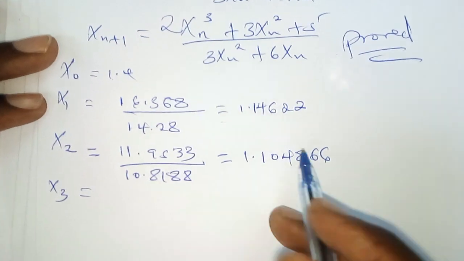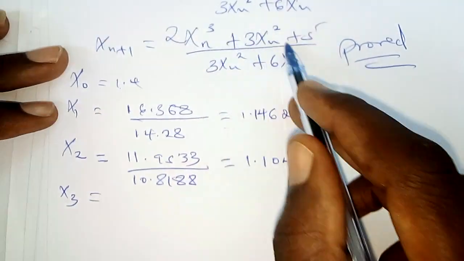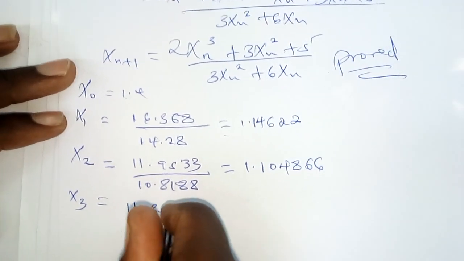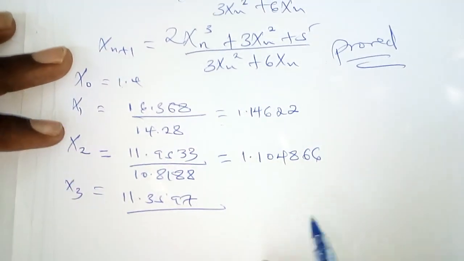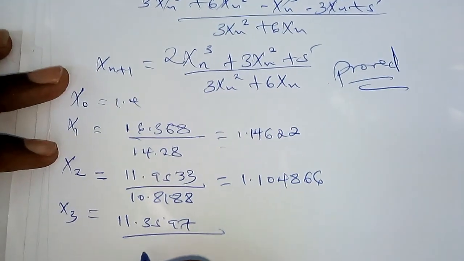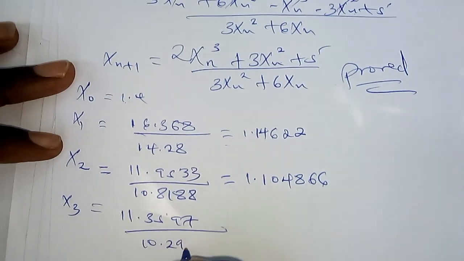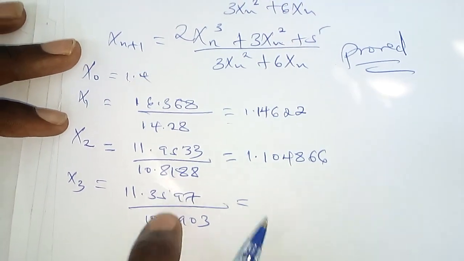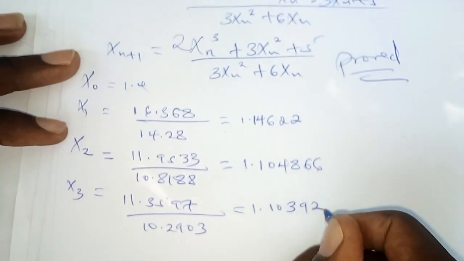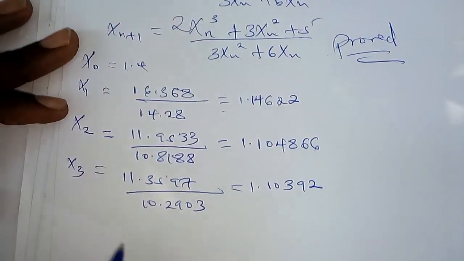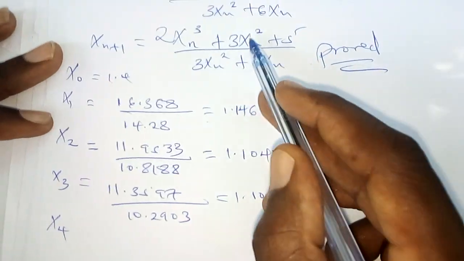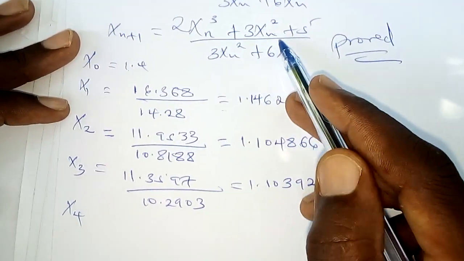Then you go to x3. When you substitute again this one within the expression, the numerator will be 11.3597 all over, and the denominator will be 10.2903. When you divide it out here, it will be 1.10392. Confirm.